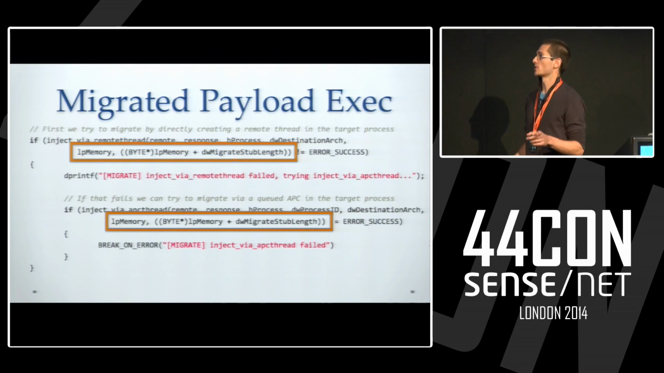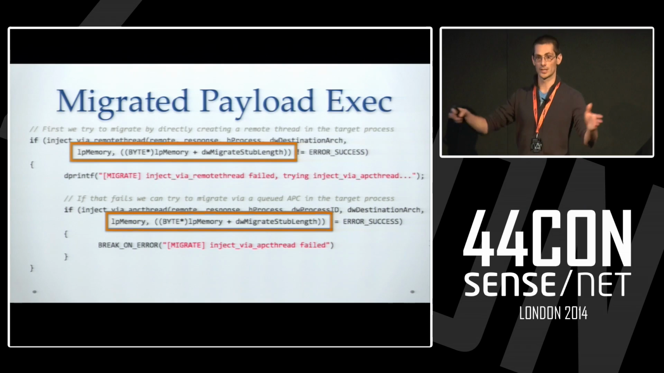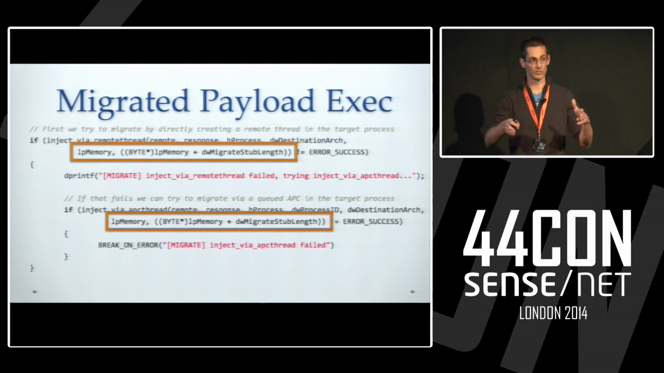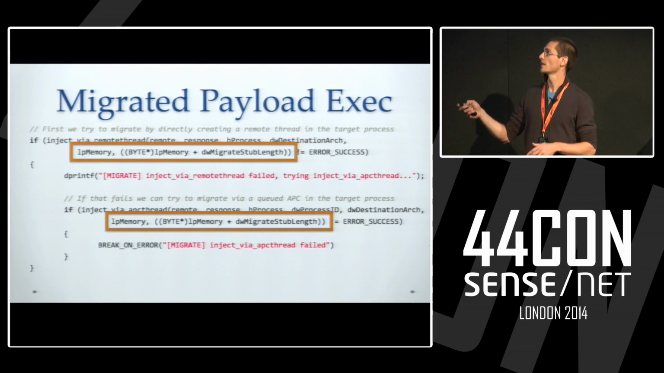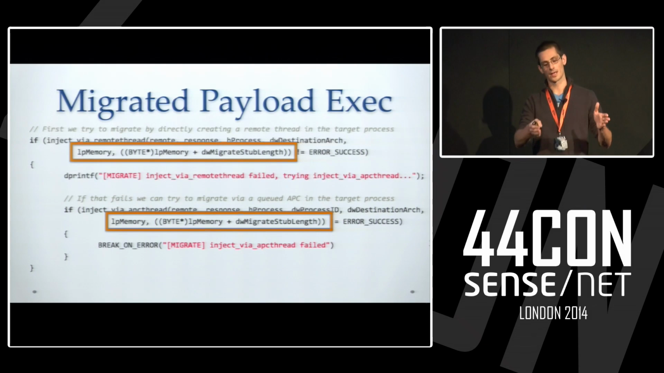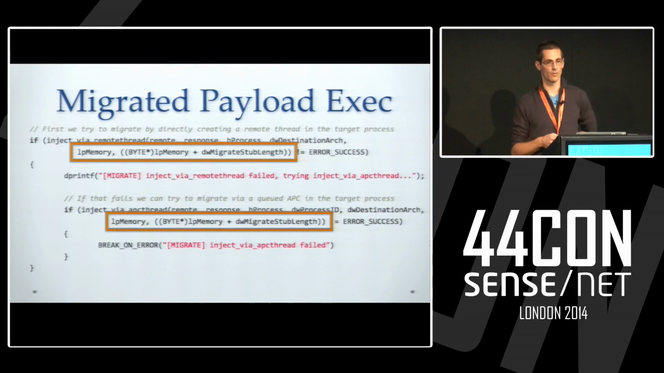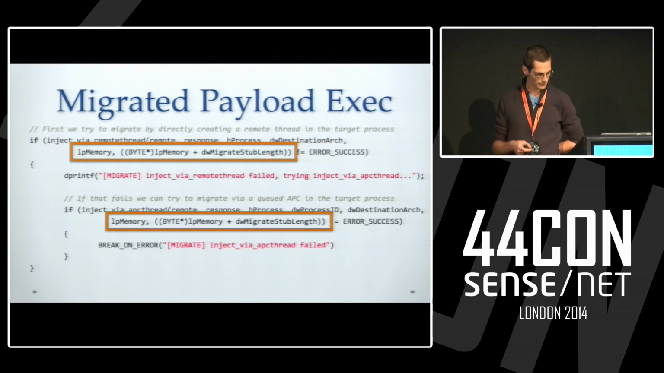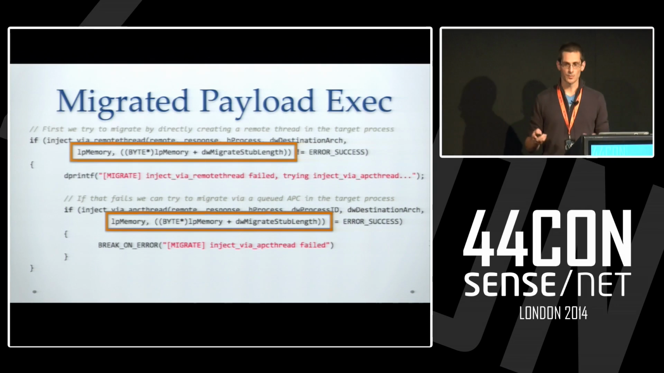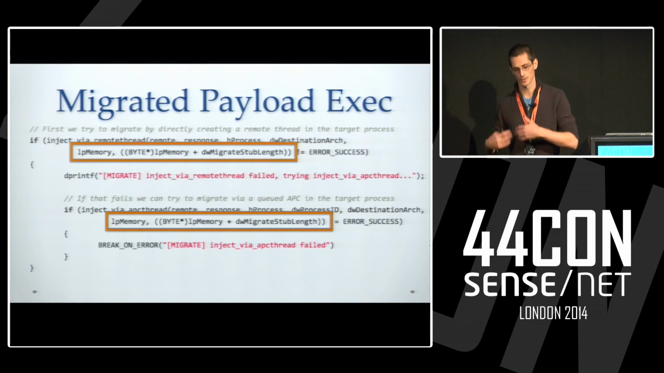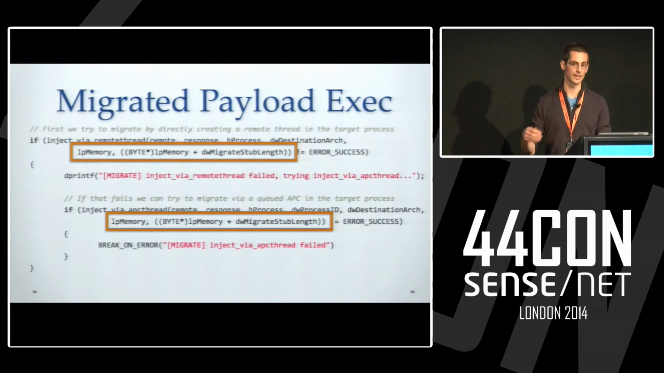But the two things that are important to note here is that each one of these takes two parameters. The first being the pointer to the allocated block of memory where we've put all of this stuff. And the second is a location from that which points to the start of the migration context, because that is required when we're actually executing our migrate bootstrapper. Okay, so once that's in place, the thread is created, suspended, and then resumed.